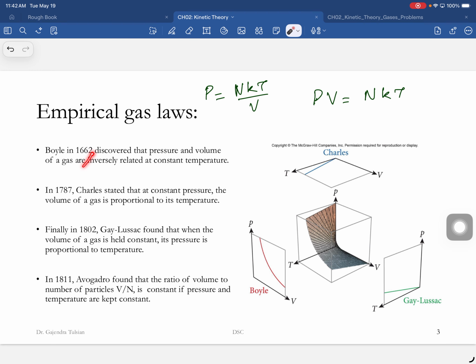Then 100 years later, Mr. Charles stated that at constant pressure, the volume of a gas is proportional to its temperature. So Mr. Charles found that if you hold the pressure constant and you double the temperature, the volume doubles. So we were still unaware of this formula for 120 years. We were discovering piecemeals of it.